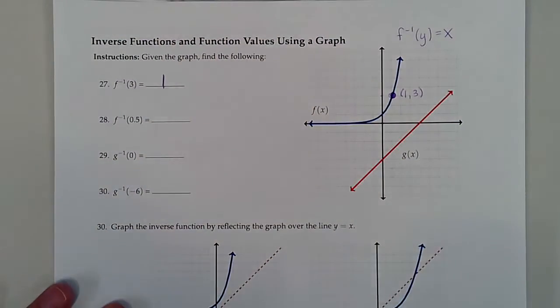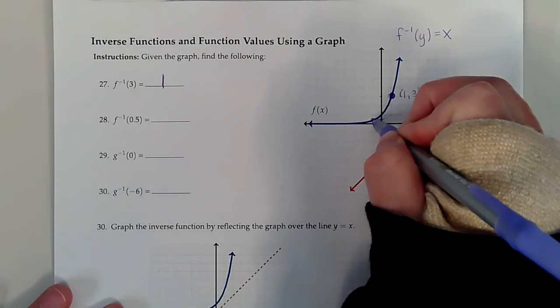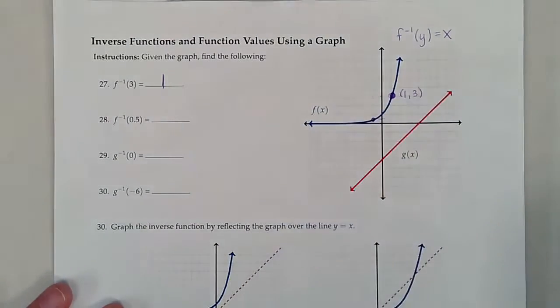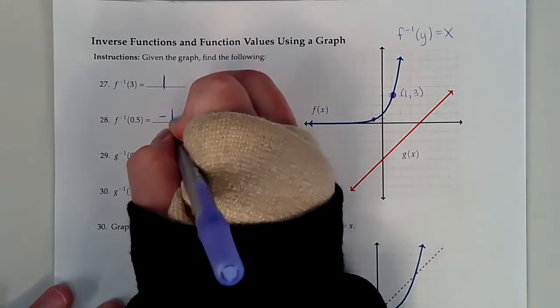Right, the next one is f inverse of 0.5. So 0.5 is going to put me right about here. And the x value that goes with that point is negative 1.